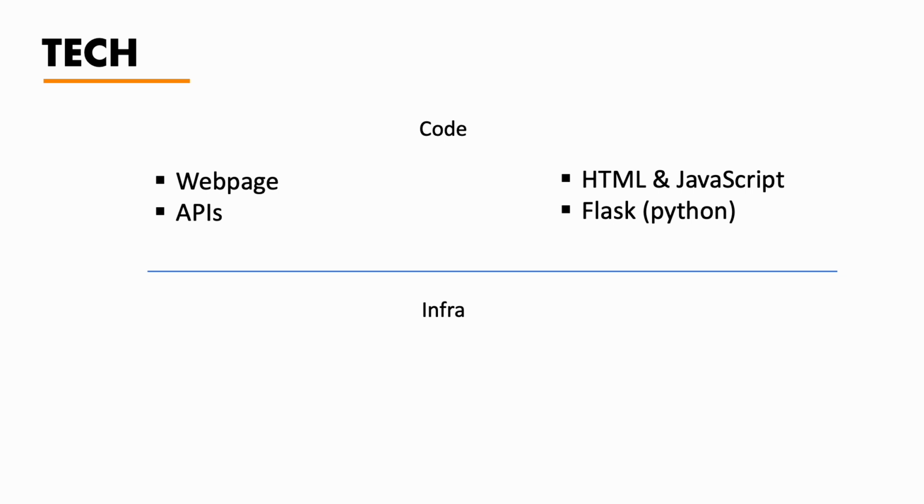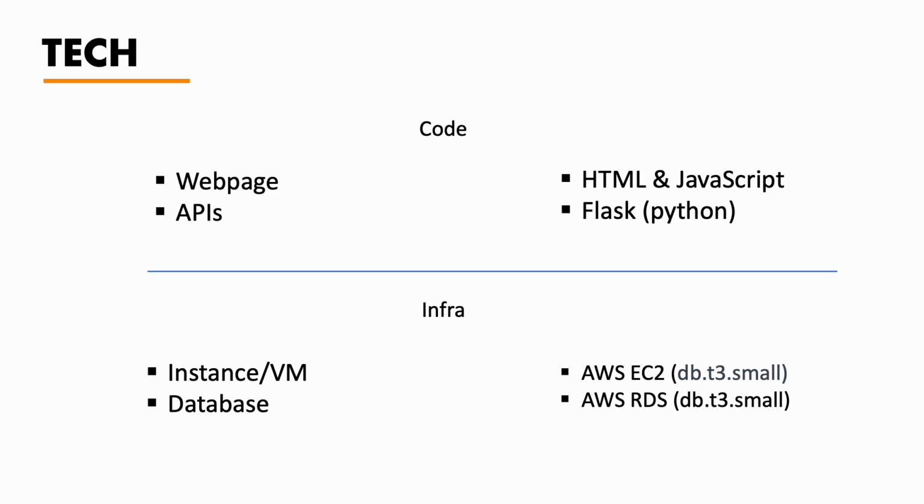Let's talk about the infra, because we need to host this code somewhere, then only users will be able to use it. We need an instance, VM, or a computer so that we can host our code, and then we need a database to store the user details or student details. For now, we will stick with AWS as our provider, and we use its AWS EC2 and then RDS machines. We're going to use the small tier versions.